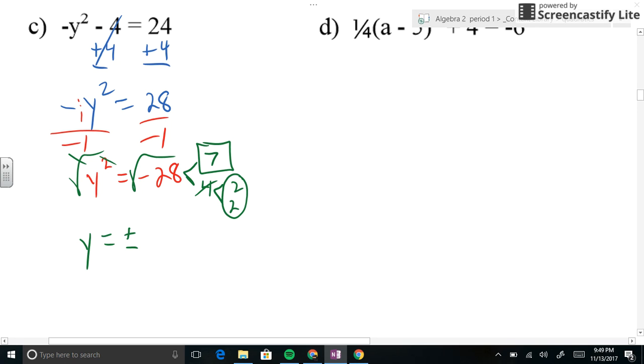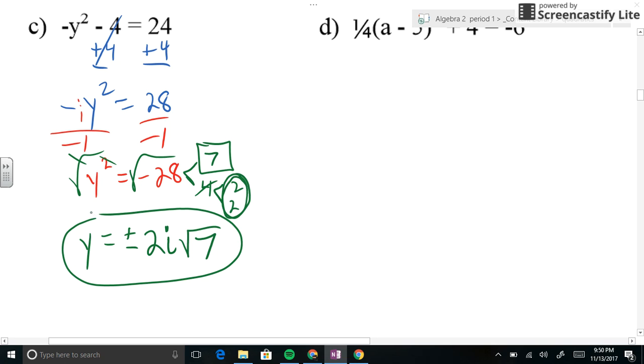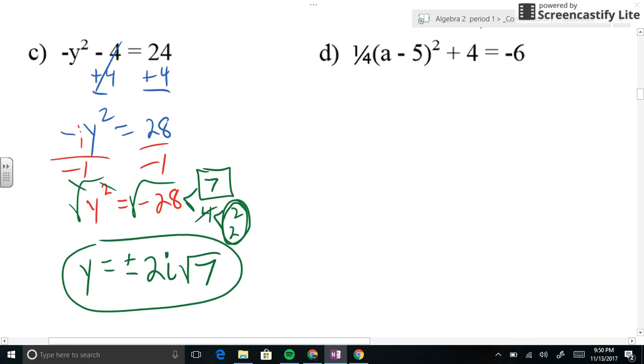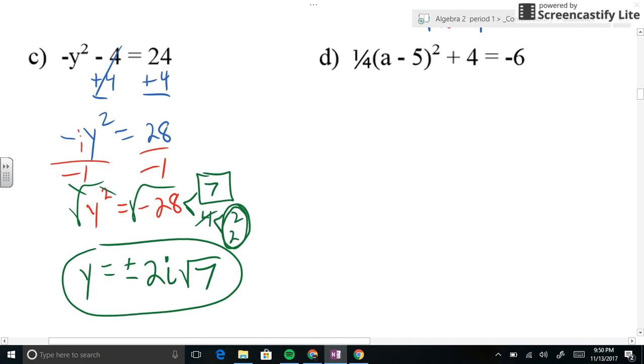So our answer is going to be plus or minus 2. Because we had a pair of 2's, we pull our pairs out. Because we had a negative, we have to put an i on the outside. And then what's left over goes back in the fridge, which is a 7. So we get plus or minus 2i radical 7. And that's our answer. Let's try the next one with parentheses.